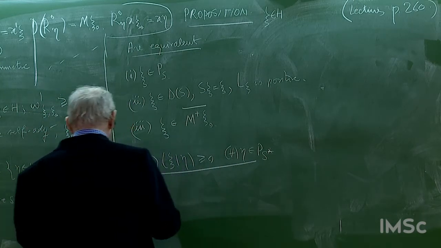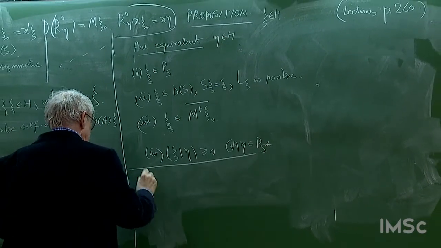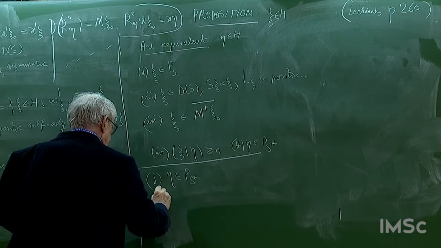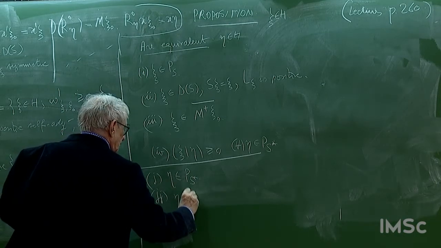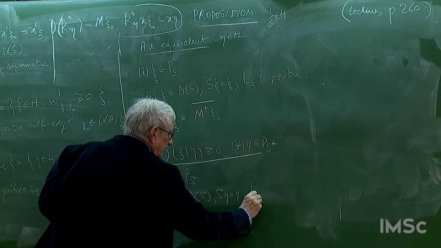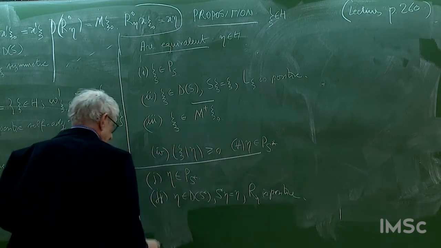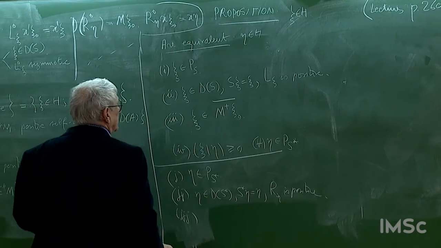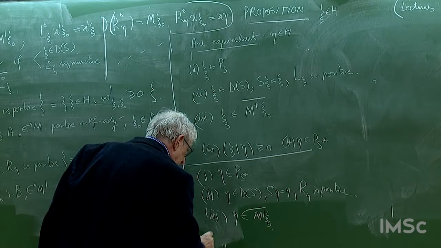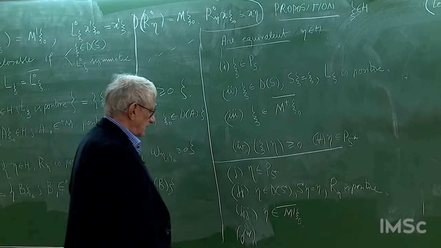Okay. Similarly, the following are equivalent for eta in H. First, eta belongs to PS star. Second, J eta belongs to the domain of S star, S star of eta is equal to eta, and R eta is positive. The third is that eta belongs to the closure of M prime psi 0, and the fourth thing, sorry? I'm sorry. Yeah.